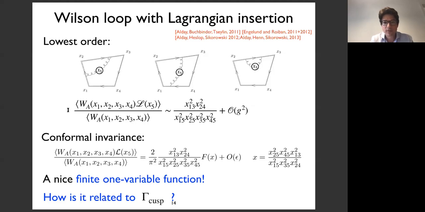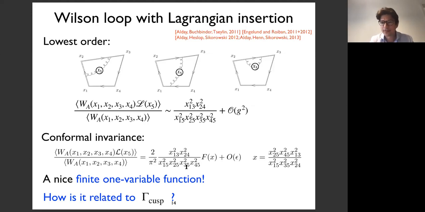But for now, let's just look at the lowest order. Computing this at lowest order, just evaluating those diagrams, you get this rational function. Furthermore, what's interesting is that this configuration is conformally invariant, which tells you that despite all these space-time points, it actually only depends on one conformal invariant variable. Moreover, it's kind of implicit in this formula, one can show that the definition yields a finite object. So this is an interesting finite function of one variable that we can study in N=4 super Yang-Mills.